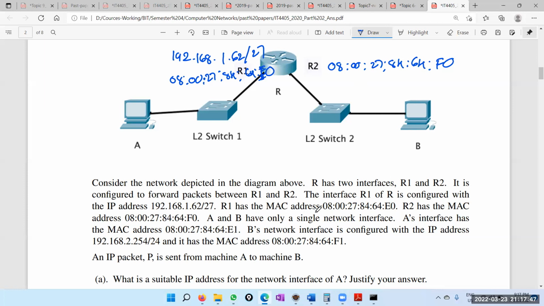A and B have only a single network interface. So that means only one single interface, and here also just one switch. Okay. Right. A and B each have only one single interface. A's interface has the MAC address, this one. A's interface, so basically it is the interface in this way. Okay. So let's call this, I'm just pointing to it, otherwise I have to write it. B's network interface is configured with an IP address. This IP address.